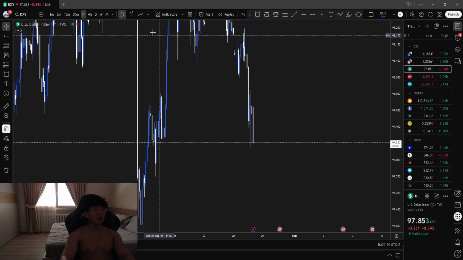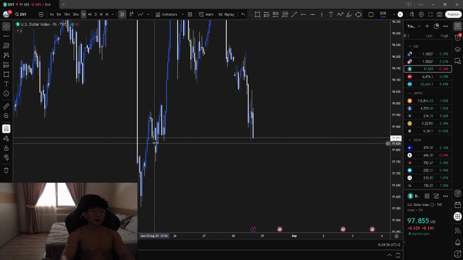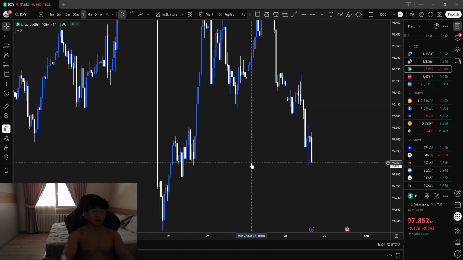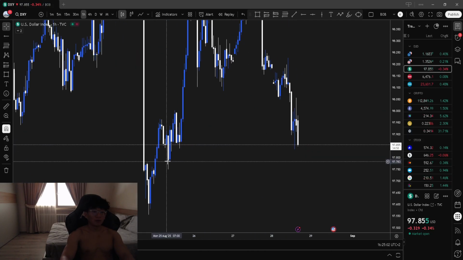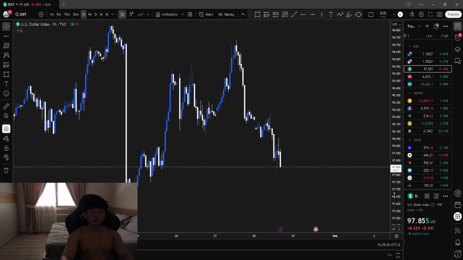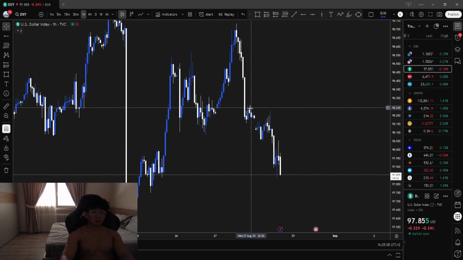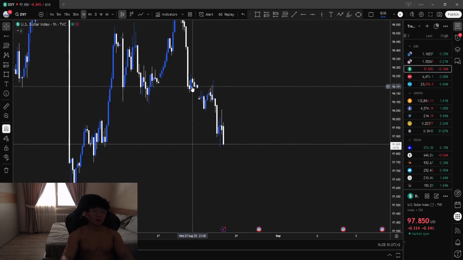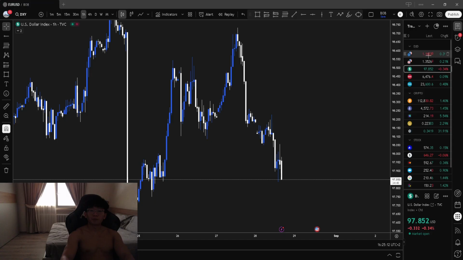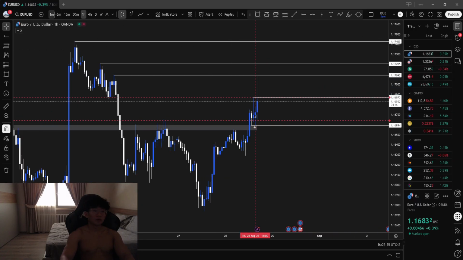Even looking at the dollar index, it's still looking pretty good. We are taking out these lows again, and then we have all these two lows versus these very weak lows. So yep.